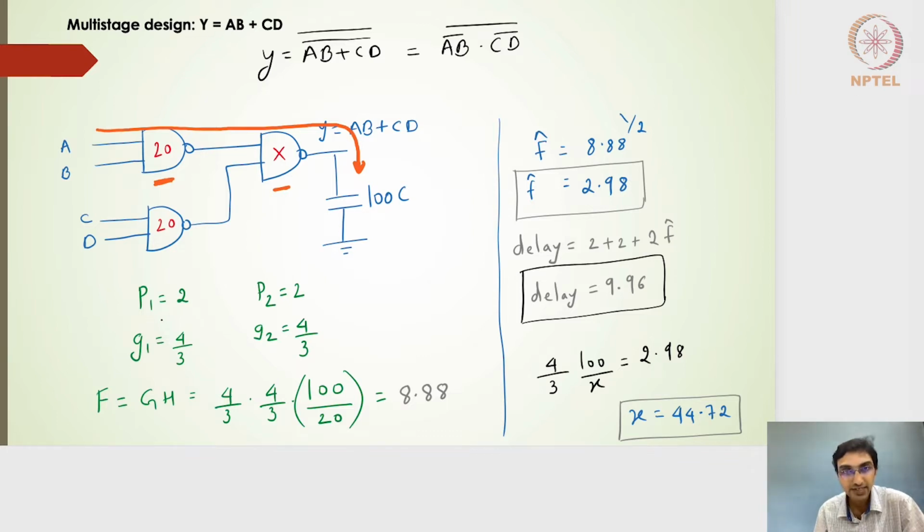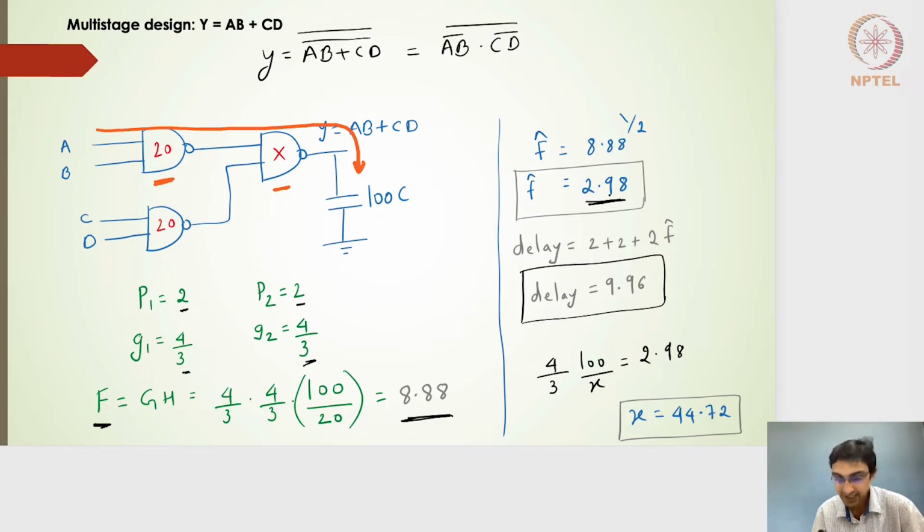The normalized parasitic of a 2-input NAND gate is 2. The normalized parasitic of the next stage 2-input NAND gate is also 2. The logical effort is 4 by 3 and then 4 by 3. To find the path effort for this path, it is 100 divided by 20 multiplied by 4 by 3 and then 4 by 3. That turns out to be 8.88. For a two-stage design, our path effort is 8.88, so the single stage effort is the square root of that, which is 2.98.